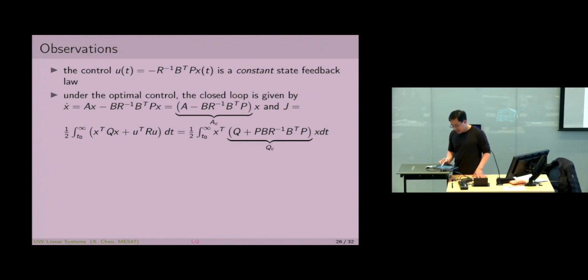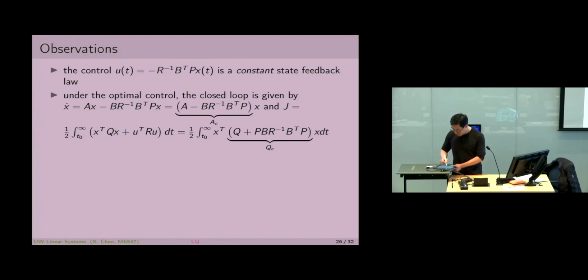And then the performance index J, we can plug in this U again over here. U is a constant state feedback, so this is actually a quadratic term about X too. If you plug in here, you can combine these two quadratic terms about X and have X transpose times Q plus P B R inverse B transpose P. Just plug this inside here.